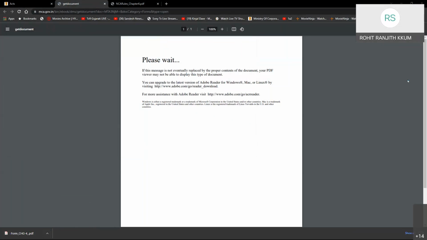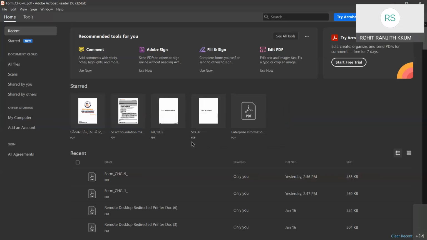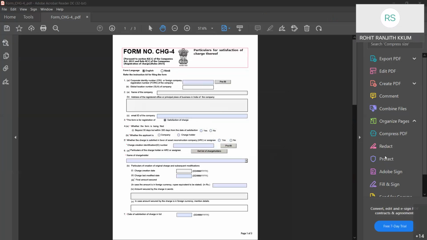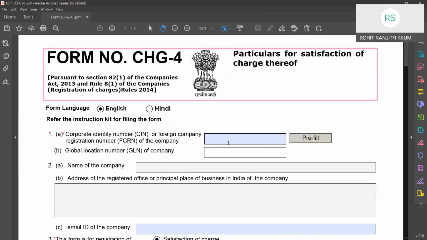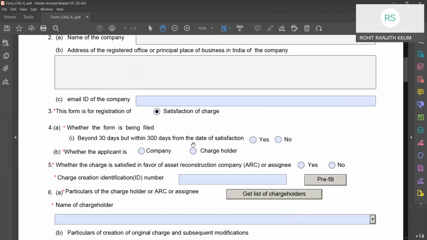So look at, guys, CHG 4 is for the satisfaction of charge, and keep noting everything: which form is getting used for what purposes. All right. Where is the PDF? This one. Okay. Are you able to see this entire form? I hope so. Again, guys, there is certain common data we have to provide, like the CIN number, the pre-fill button, and who is filing this, the company or the charge holder. And this is very important: this form belongs to what category? It is written: is it beyond 30 days but within 300 days from the date of satisfaction? Yes or no?